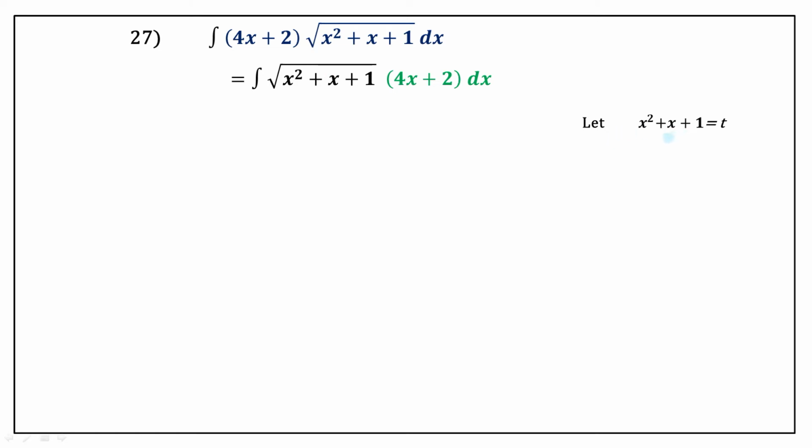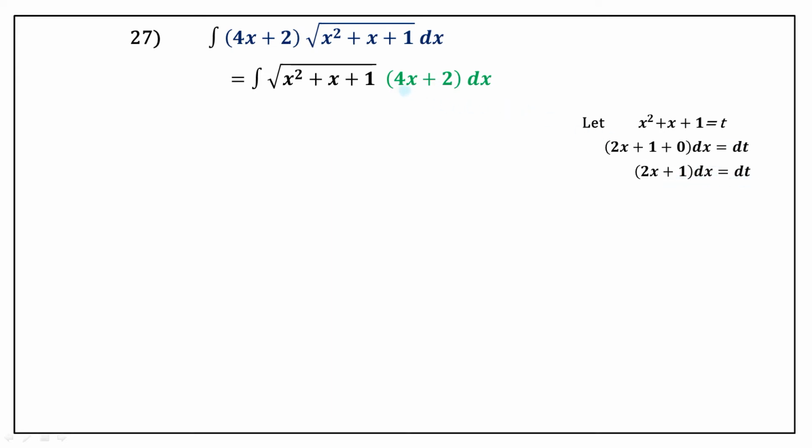Now I'm taking x square plus x plus 1 as t, and then the differentiation of x square will be 2x, the differentiation of x is 1, and the differentiation of 1 is 0. So put the bracket because we have a sum of 3 terms here, and when we are differentiating x, write dx. When you are differentiating t, write dt. So 1 into dt. So 2x plus 1 into dx is equal to dt.